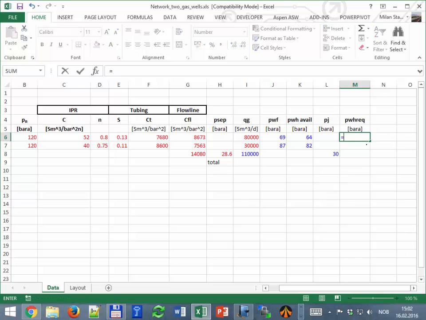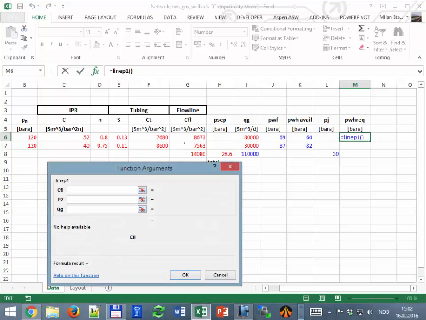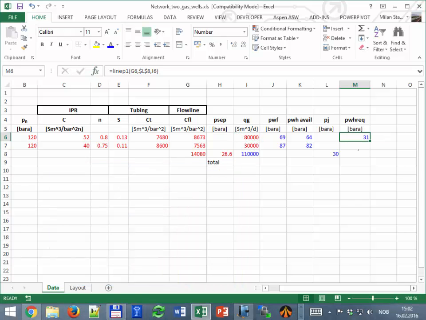And then what equation do I use here? Again, line P1, and line P1 depends on the C flow line, and on the outlet pressure, which is P junction. I block it because I don't want that to change, and the rate is just the rate of that line, which is the rate of well 1, which is this one, correct? I can drag it down, nothing will happen.